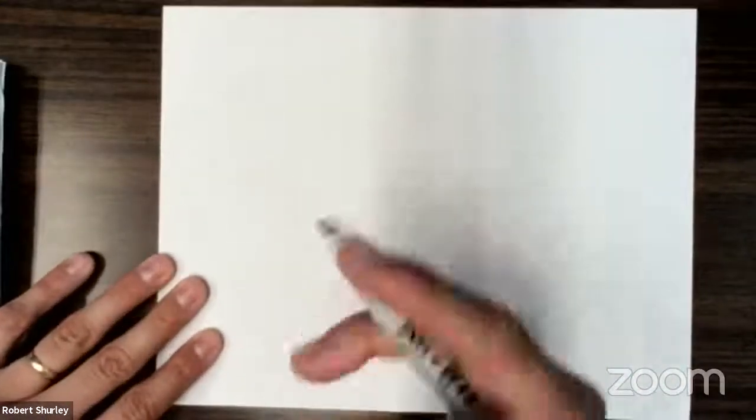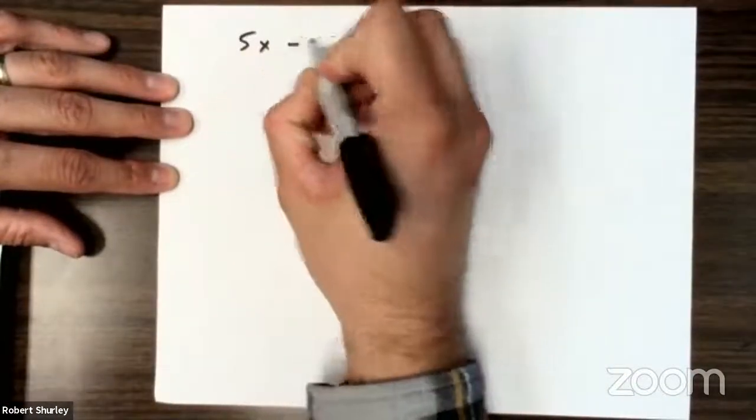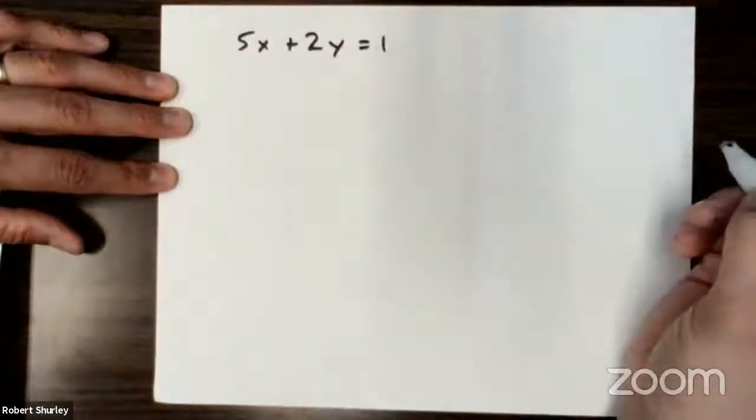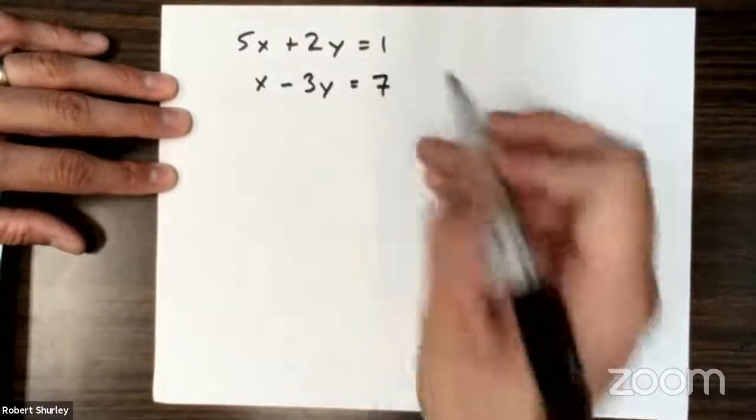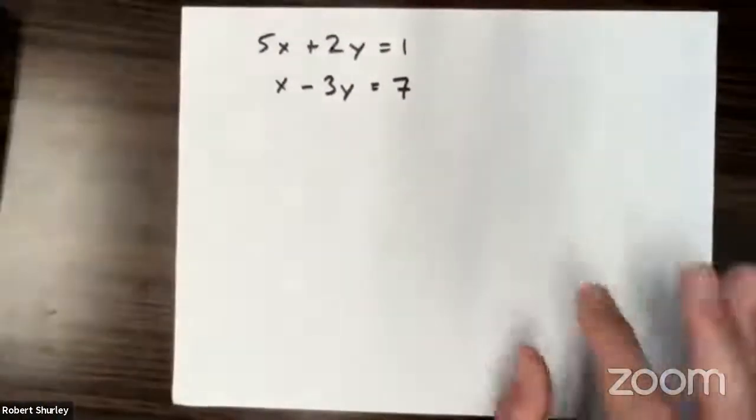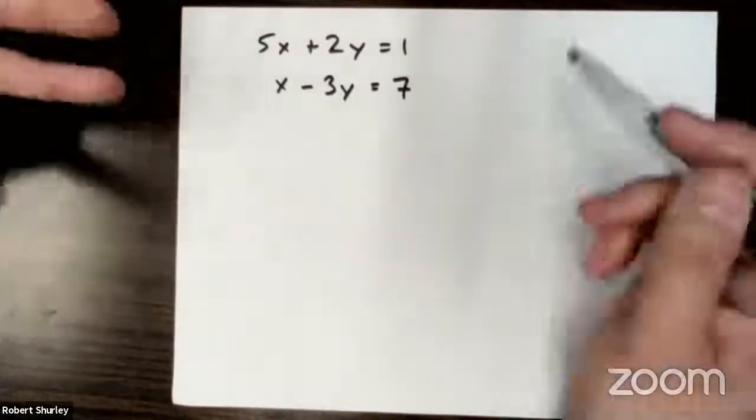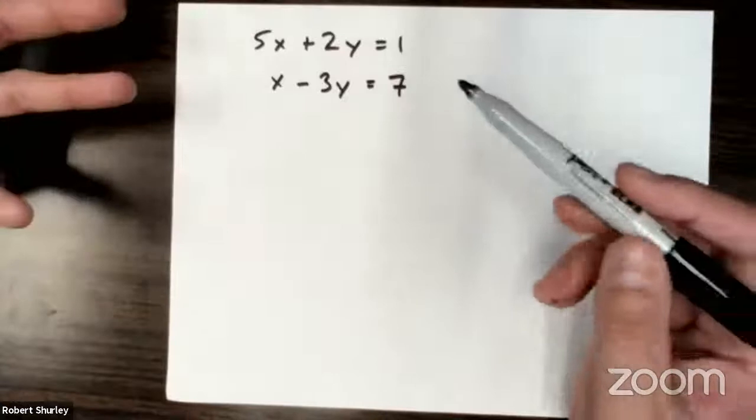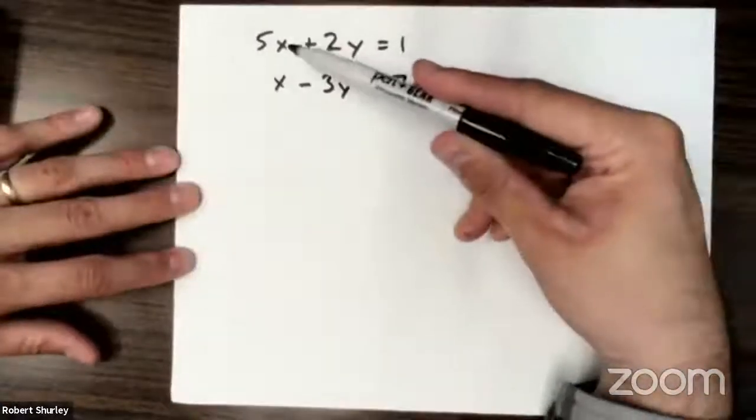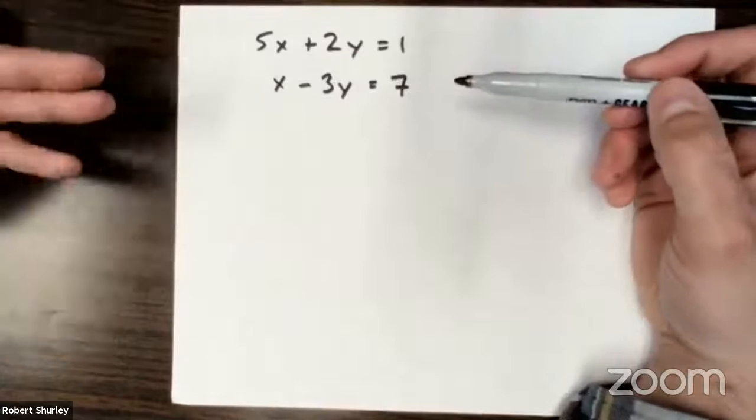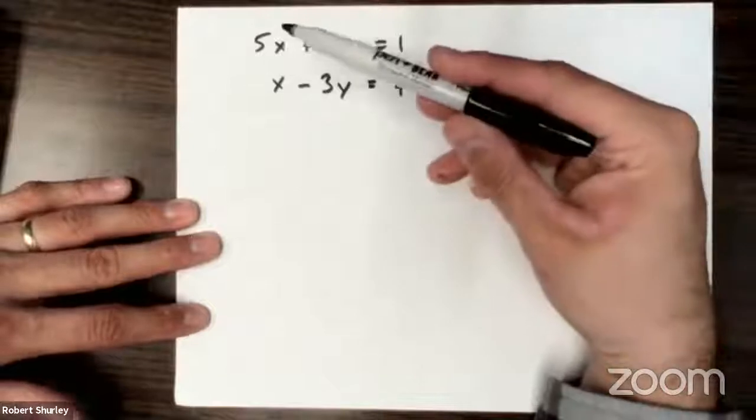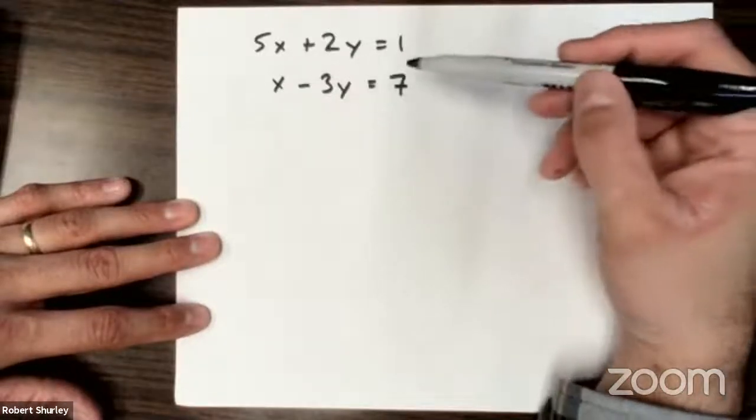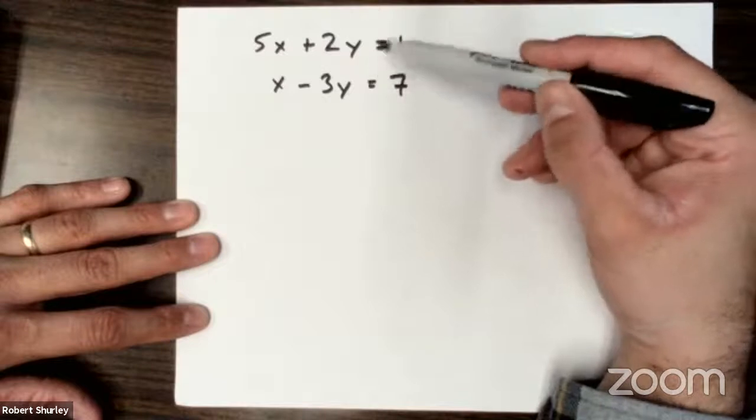So let's say we had 5x plus 2y equals 1, and x minus 3y equals 7. We still have a system of equations, right? We have 2 equations and 2 unknowns, an x and a y. And what we're about to go over in 6.1, we have to write it in this way too, where we've got the x's over the x's, the y's over the y's, and the numbers over the numbers, with the equation over the equation.